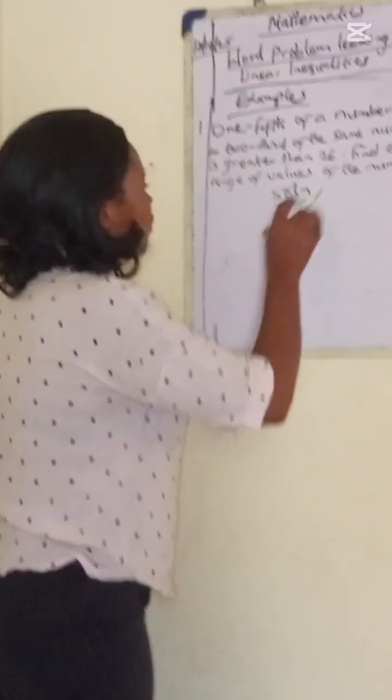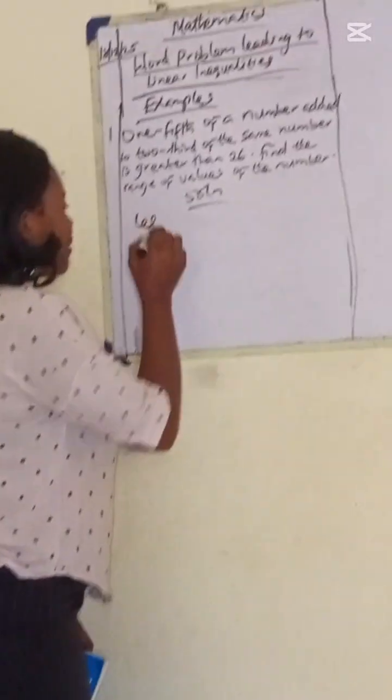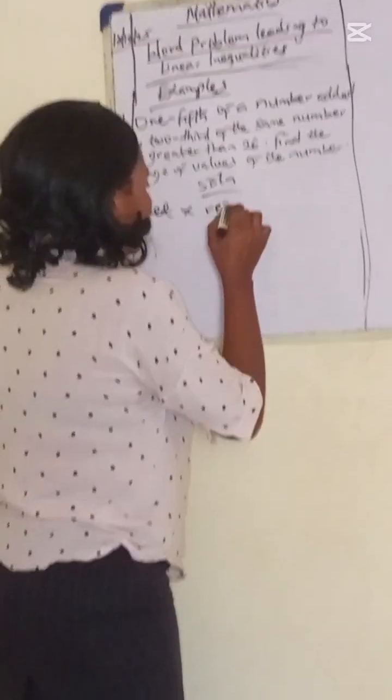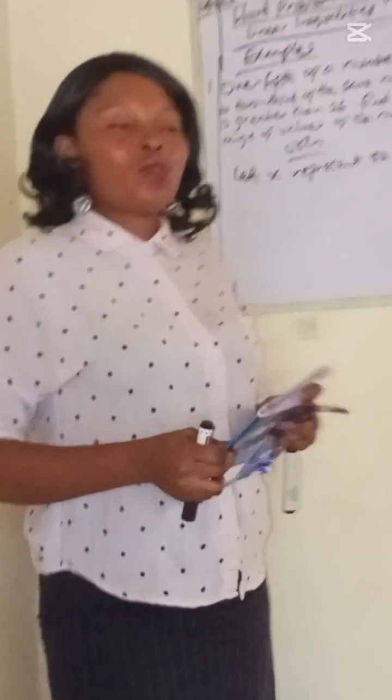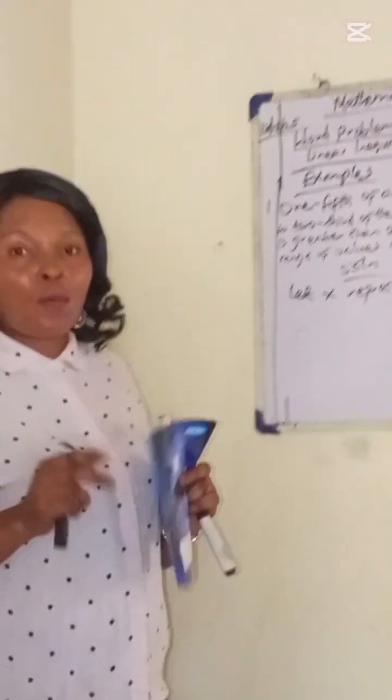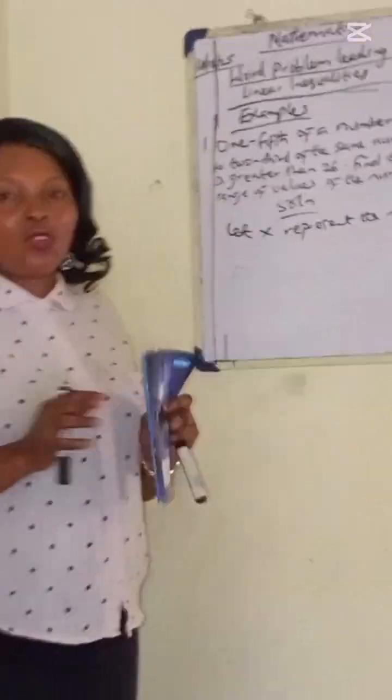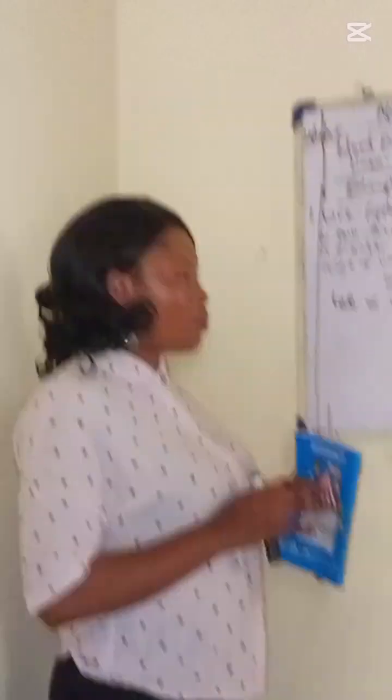Question says find the range of value of the number. So I want to say let x represent the number. As I'm using x to represent the number, you can as well use A, you can as well use B. So you can use any alphabet of your choice from A to Z to represent your number. So I'm using x to represent my number.